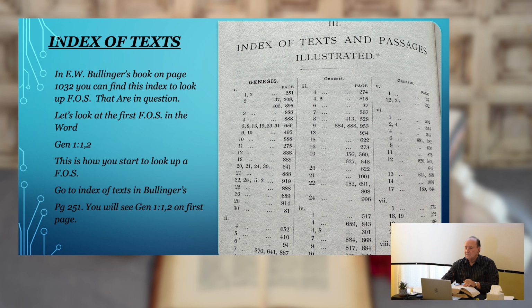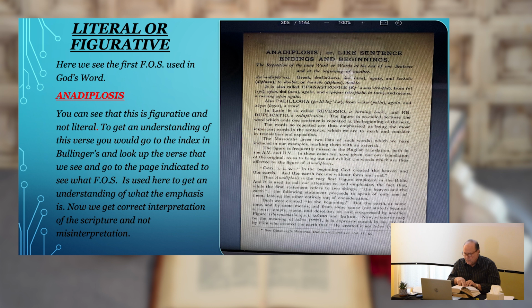Great. So we're reading that verse of Scripture, and it's making you think, maybe I should look this up. So I went to Bullinger in the back. There's an index, which we looked at. Went to page 251. So here I am at 251, and I go down the page, and there it is, Genesis 1. And I know you can't read it as well on that slide. But it says, in the beginning, God created the heaven and the earth, and the earth became without form and void.